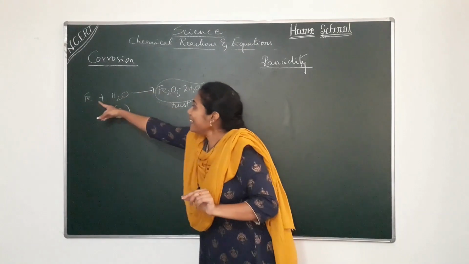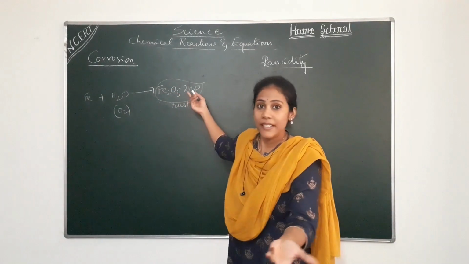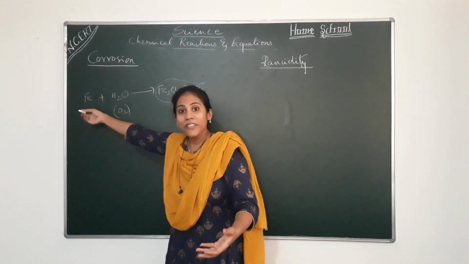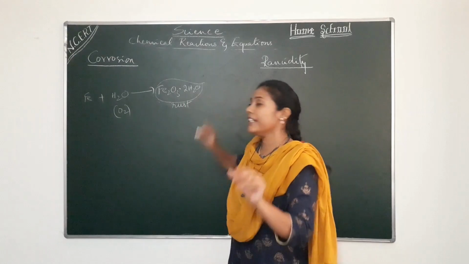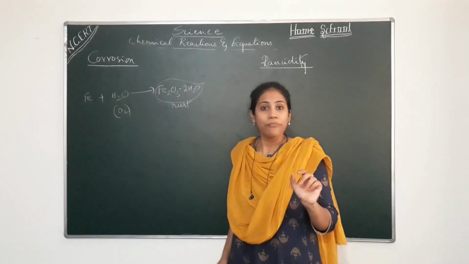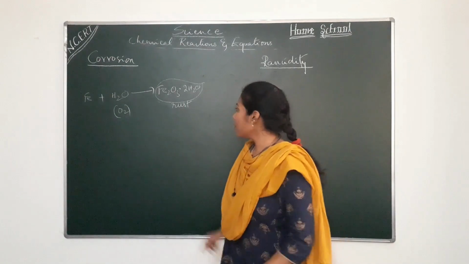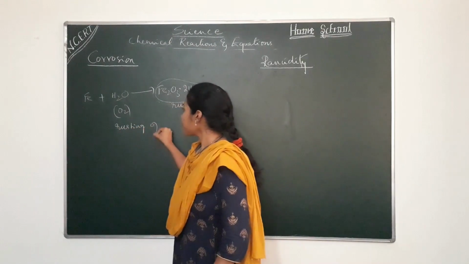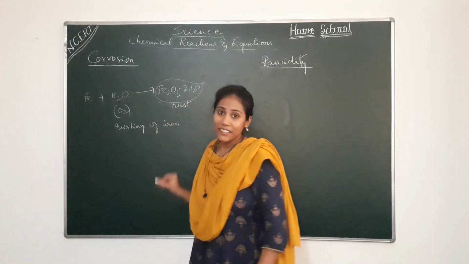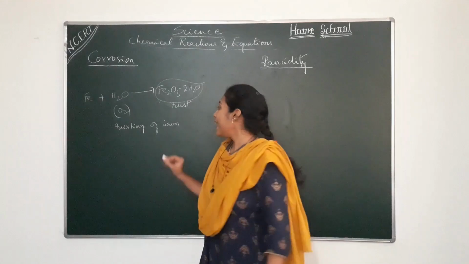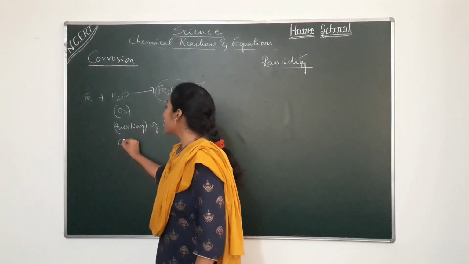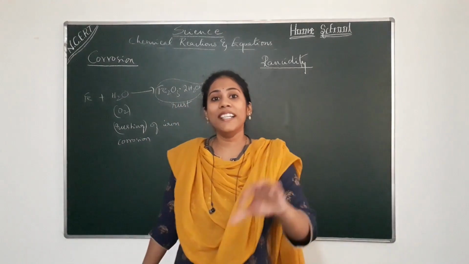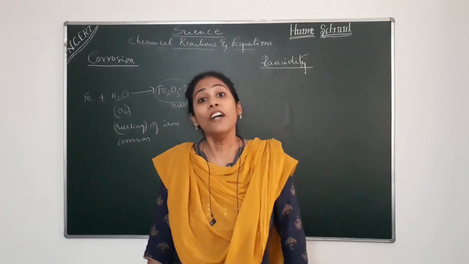Now iron has been converted into something else. It is no more iron. It is no more pure Fe. Your Fe has converted into Fe2O3.2H2O. Yes or no? So this process we call rusting of iron, in normal language. And rusting can also be called corrosion. In chemical language, rusting, that is spoiling of a metal, can be called corrosion.